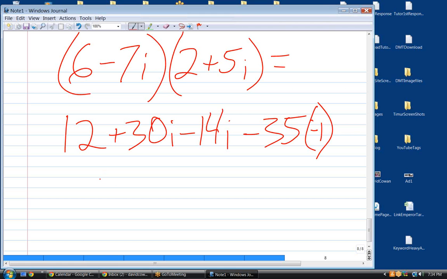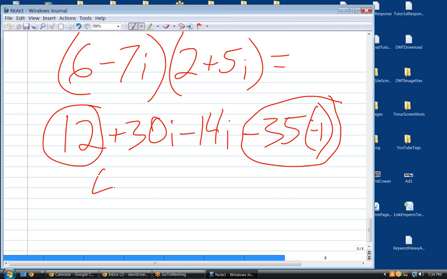12 plus 16. Okay, well, combine that and that. Those are both real numbers, so we can combine them. There you go. And that's all you do. And the only real tricky part is always converting the i squared that you get to a minus 1.